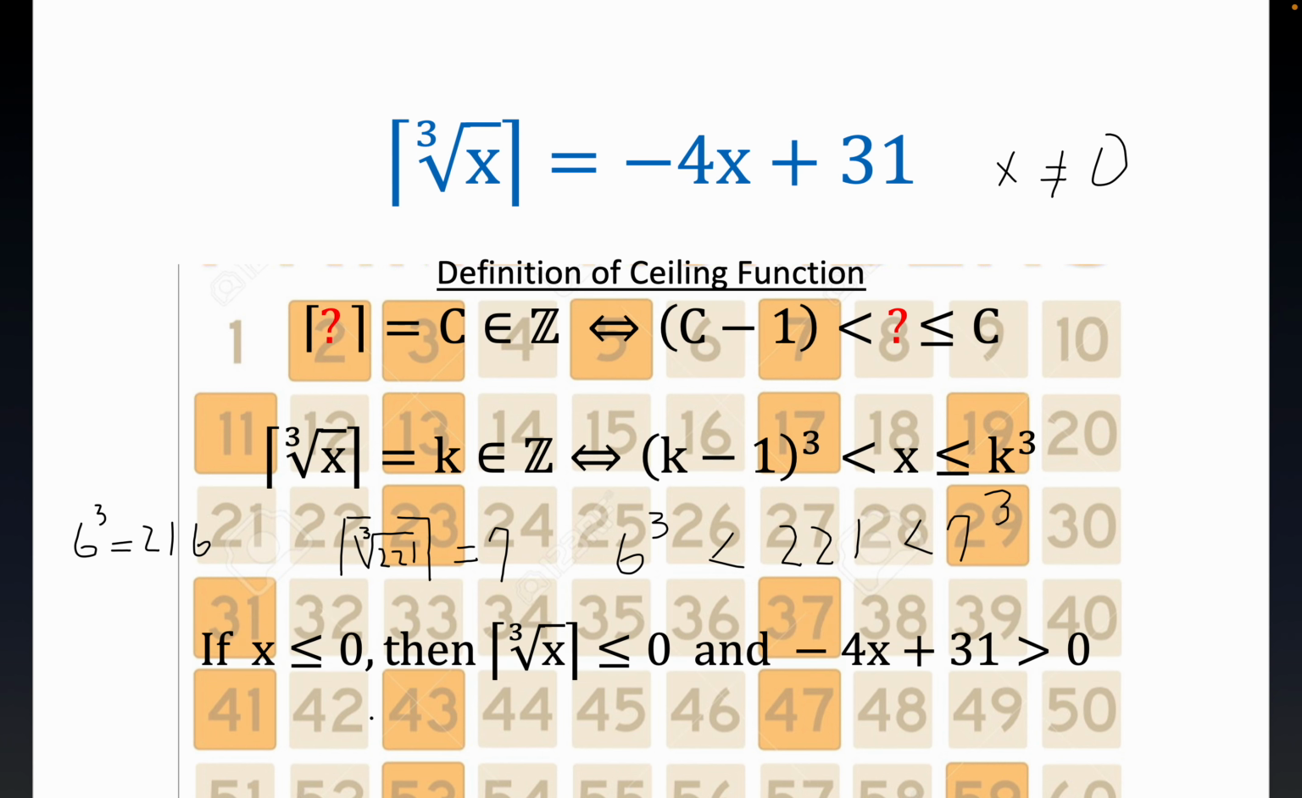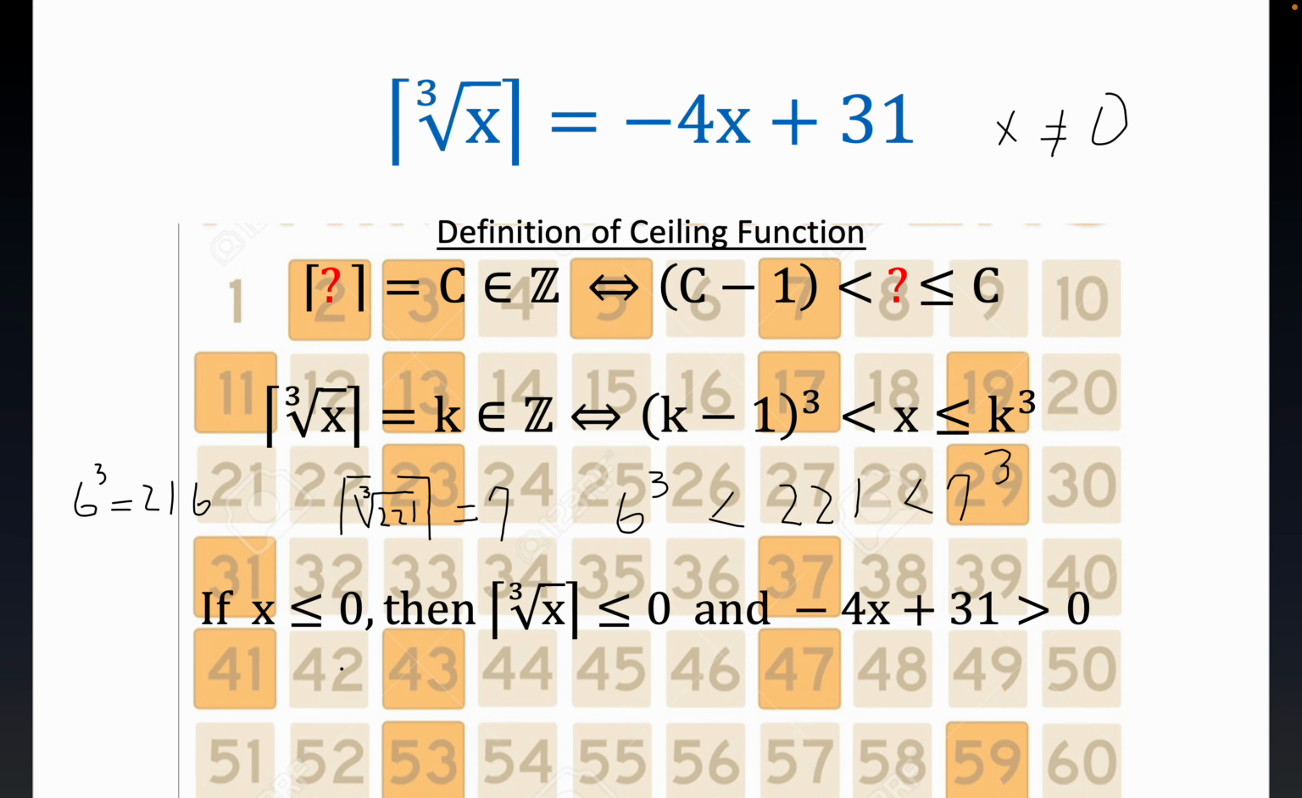Now, what I've done right here for you is just, if x happens to be less than 0, then the ceiling function of the cube root function is going to be less than 0, but this guy is going to be positive, and that's clear, right? If you put a negative number in here, you see there are no solutions. No solutions if x is less than 0, right? So we're going to start with positive values.